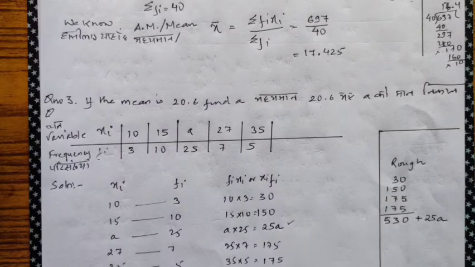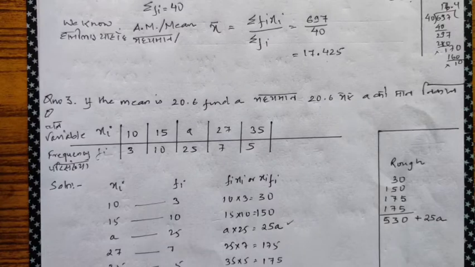Okay people, question number 3 is very interesting, because the mean is given to us as 20.6, and we need to find a. That means there is an unknown called a, and that's what we need to find. A very important question. This kind of question will come in a mathematics exam. So the table is given below. Variable xi. So the variables are given 10, 15, and in the variable we have this unknown a, 27 and 35, and frequency fi is given to us.